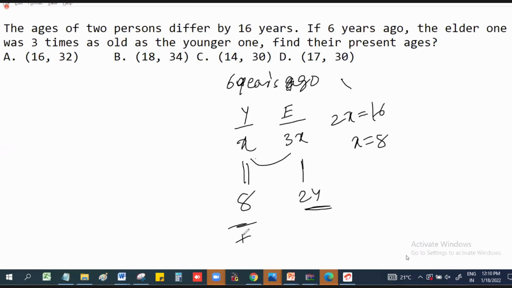If you want the present ages, add plus 6, add plus 6, then it will become 14 and then it will become 30. Okay, that's complete. If you're done with the question, say yes in the live chat. We'll go to the next question.